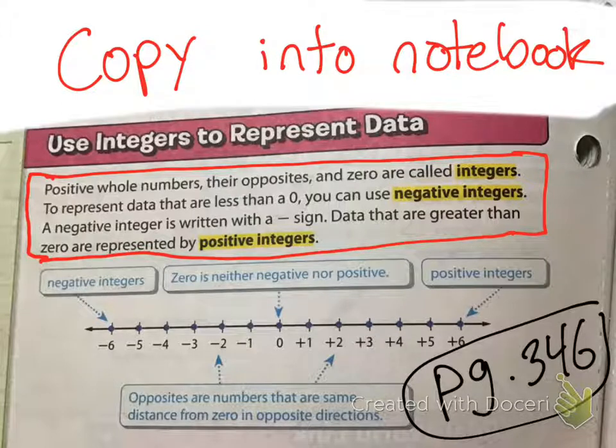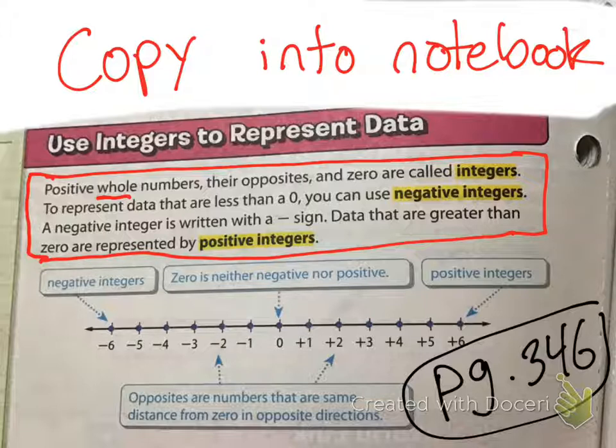I want you guys to copy this into your notebook. It's on page 346. So, positive whole numbers. This word is important. Whole numbers, their opposites, and 0 are called integers. To represent data that is less than 0, you can use negative integers, just like we saw earlier with -8. That's still an integer. A negative integer is written with this subtraction sign because we're taking it away.